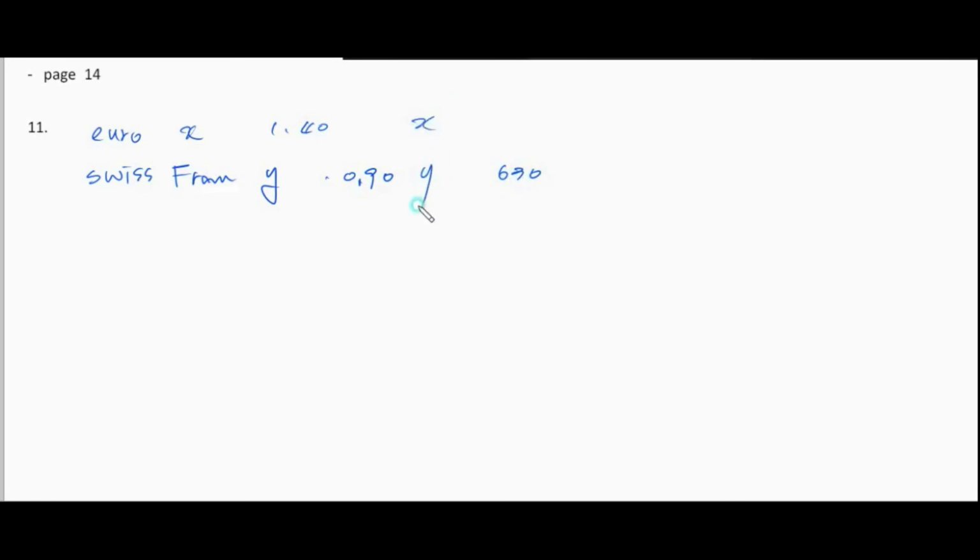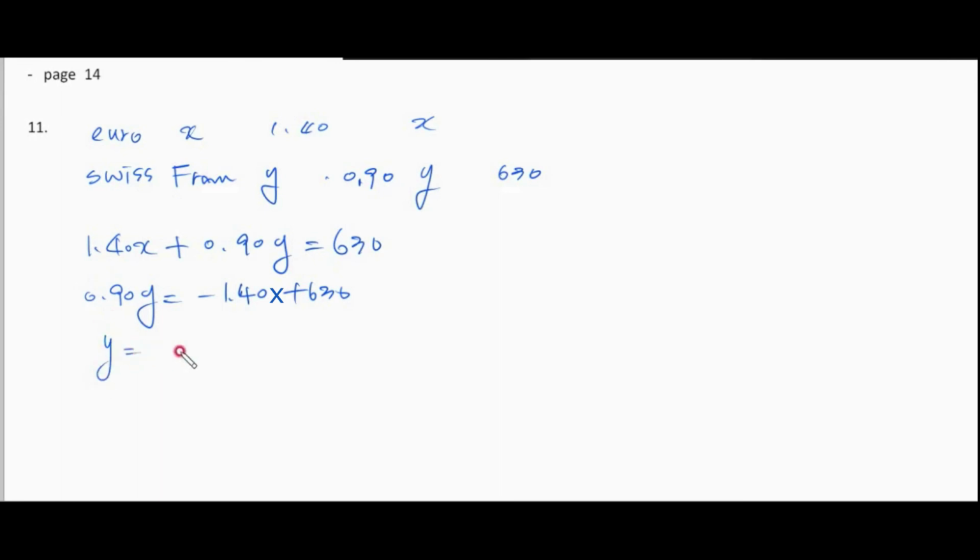If this is an x, this is a y, then it will be 1.4x plus 0.9y equals 630. Again, 1.4x is going over, and 0.9y equals minus 1.4x plus 630. And y equals minus 1.4 over 0.9 x plus 700. And I will just change this to minus 14 over 9. And then we'll draw the picture.